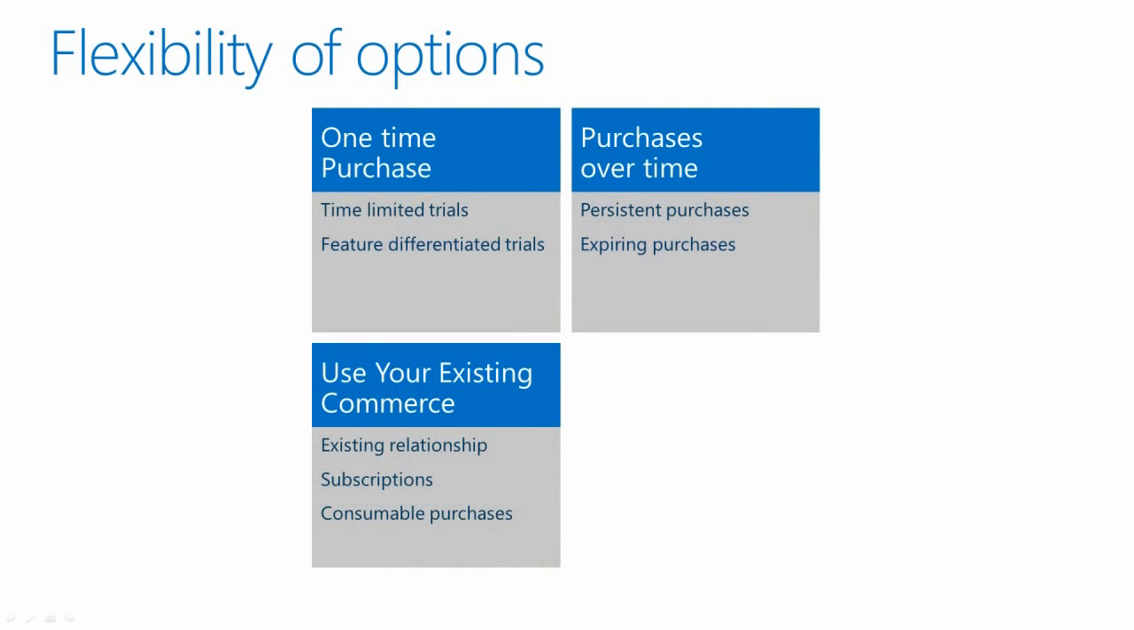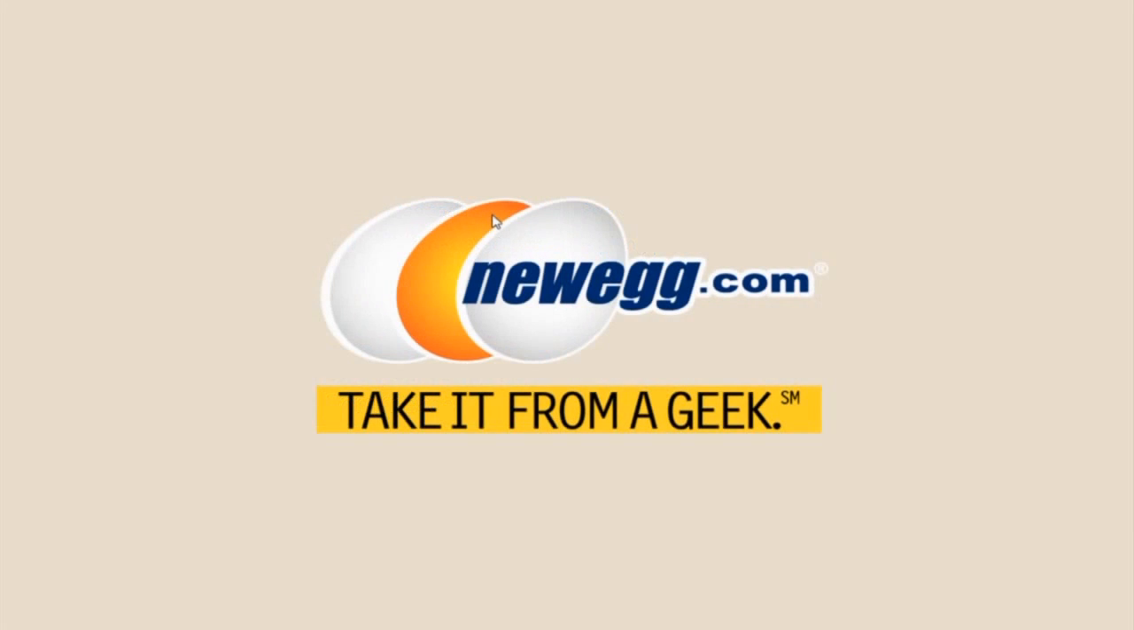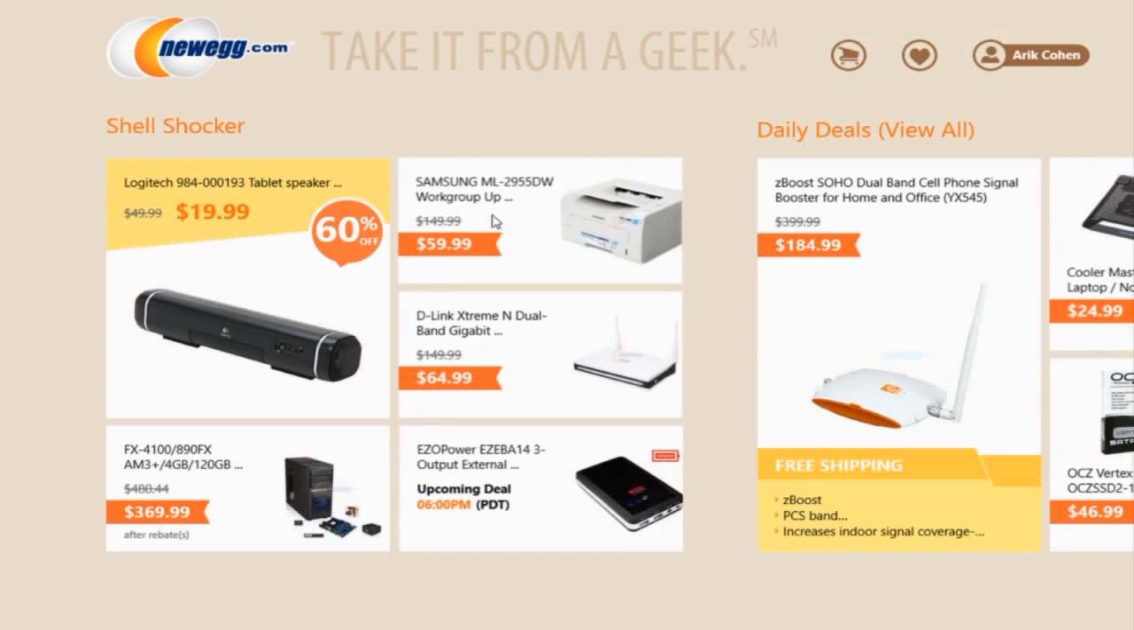The next app I want to show you is one that uses its own commerce system, in this case Newegg.com, a popular retailer for electronics and computer equipment. You'll notice here that they're actually allowing you to purchase physical goods that you can get fulfilled. In that case, you would not want to use the store commerce system. Other examples of this is you have an existing service or existing relationship with your own commerce system.